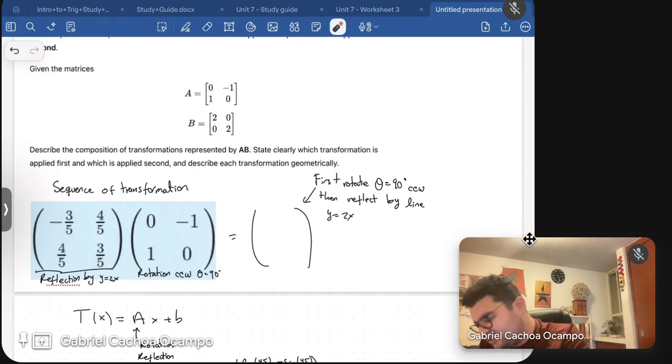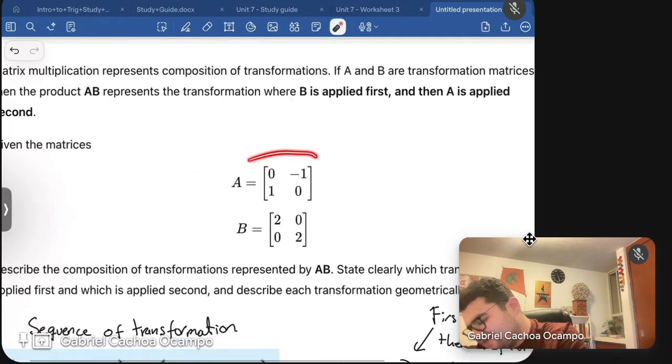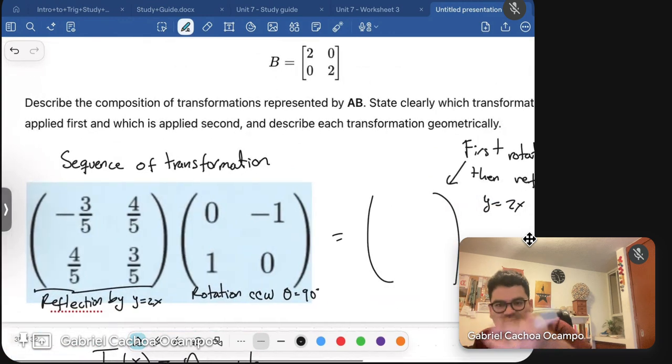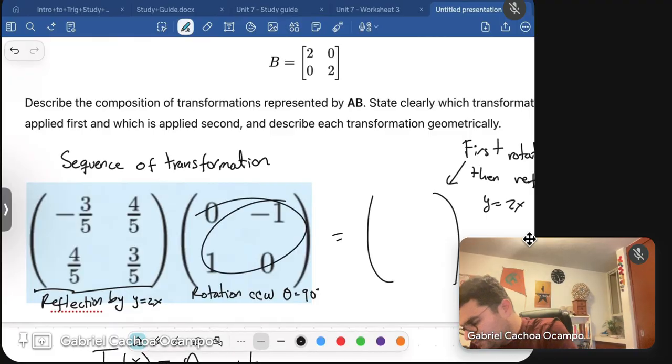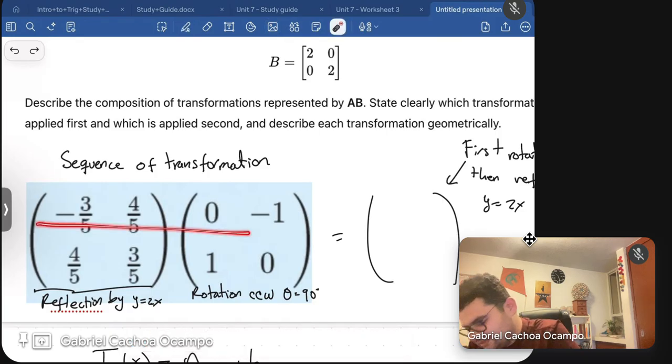For example, in here, AB, if I put them backwards, it would be the reflection first and then the rotation. That is the only thing that you need to do. The order goes backwardly. You read like this, but the order goes like that.